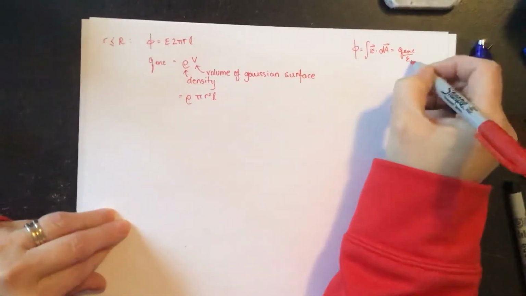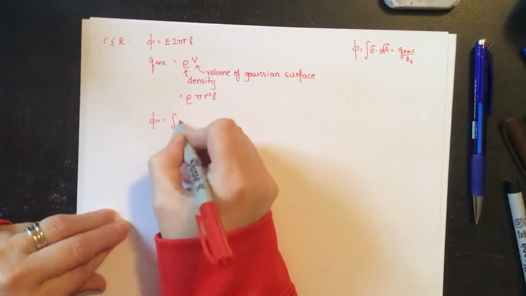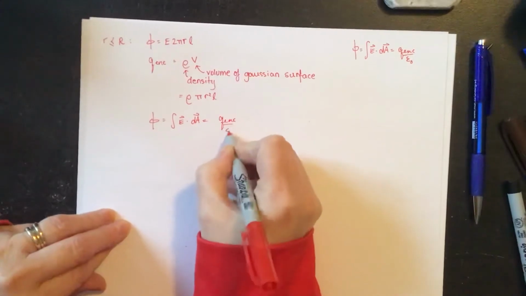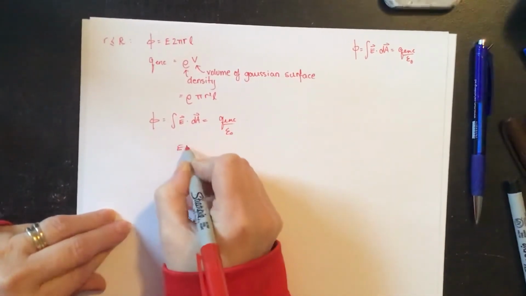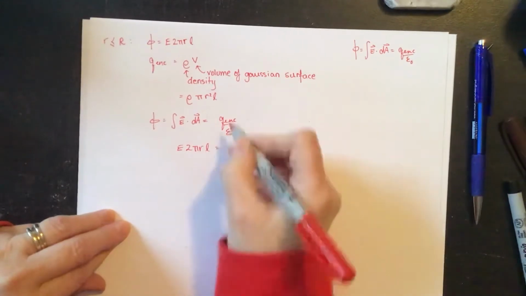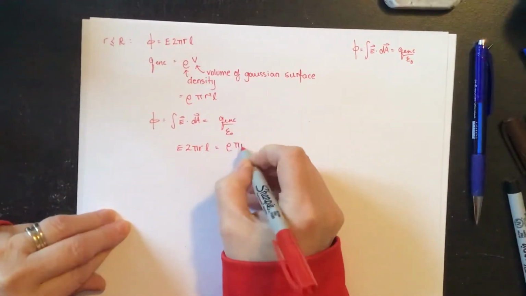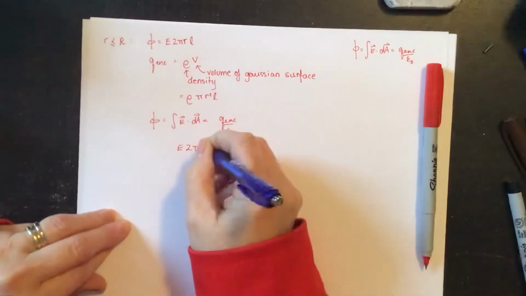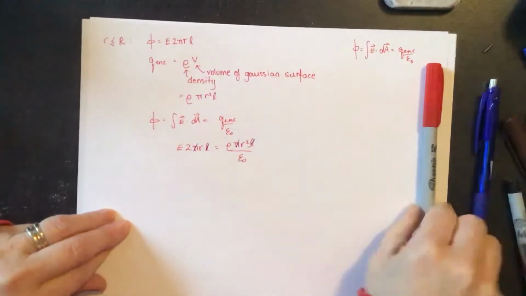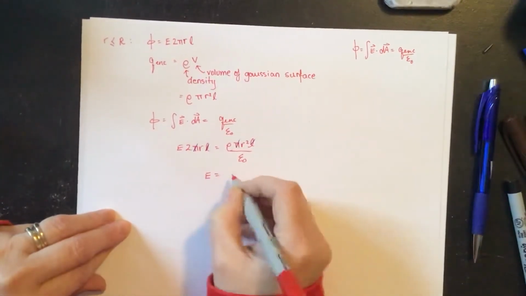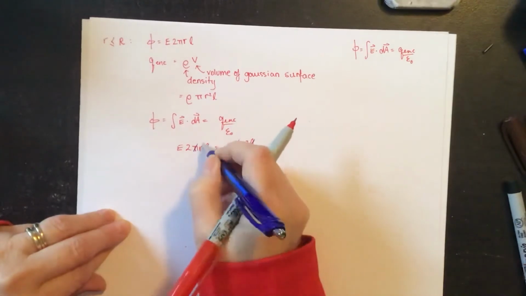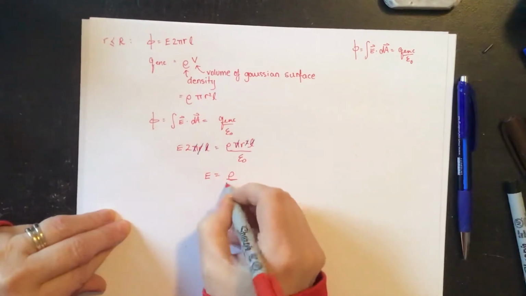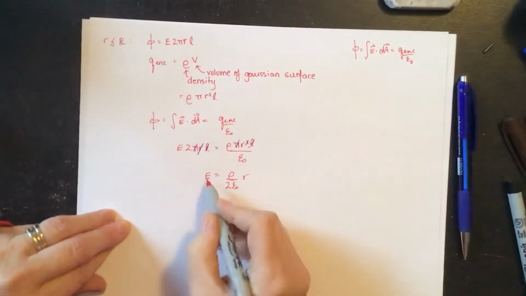Let's fill in everything at this point. The integral of E dot dA is E times 2 pi r L. Q enclosed is rho times pi r squared L. Don't forget to divide by epsilon naught. Things that cancel are pi and L. We are left with the electric field equals, oh wait, we've got an r here and an r squared here, so one of those cancels. We've got rho over 2 epsilon naught times r.